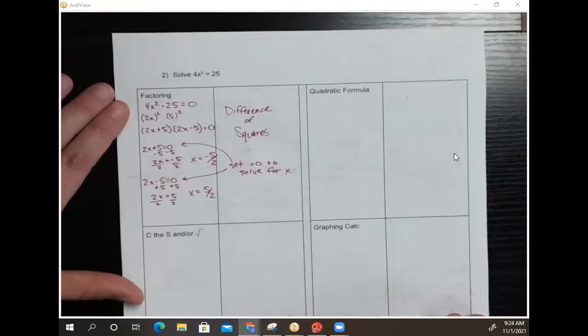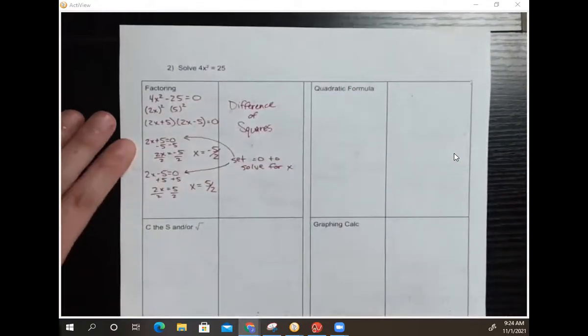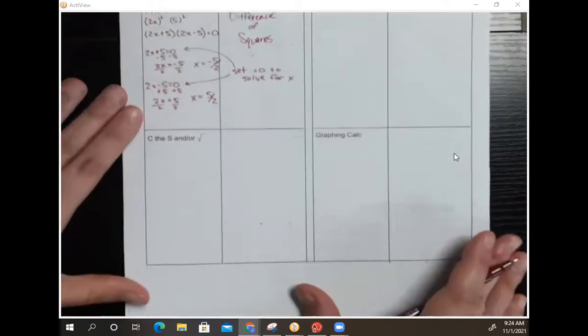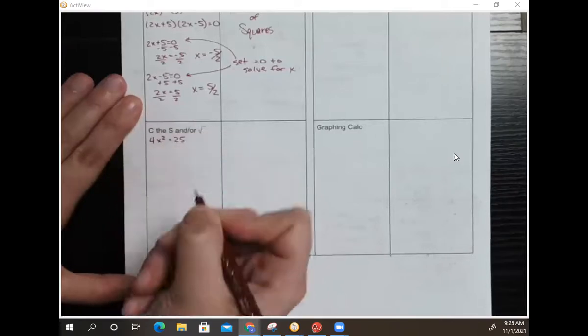Let's take a look at completing the square. If I want to complete the square, I actually don't have to do that with this problem. I don't have to work through the completing the square part because we don't have an x term. We have x squared, so we can actually just skip the change it to vertex form part and use square roots. So our original problem is 4x squared equals 25.